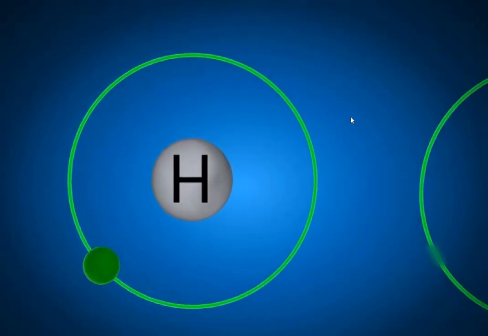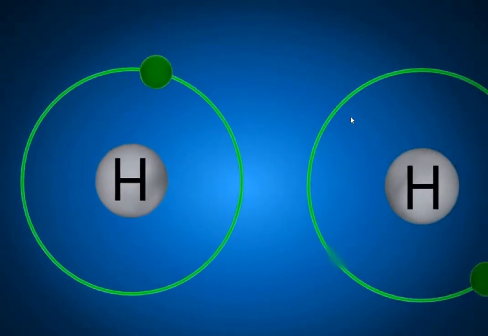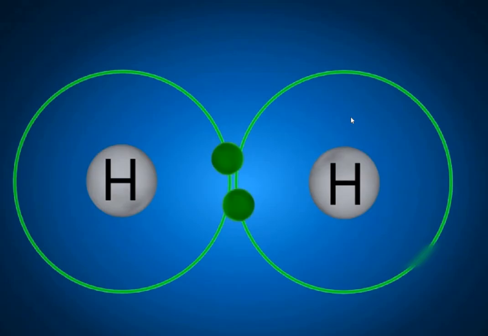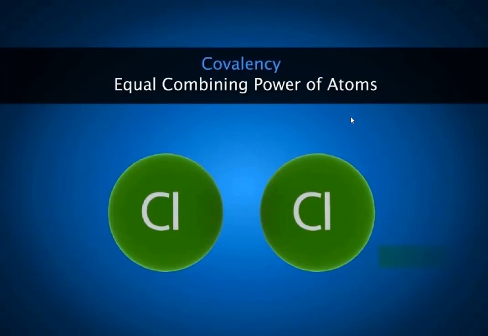To form a chemical bond, a pair of electrons is needed. Let us consider the hydrogen molecule. Each hydrogen atom shares its own electron to form a bond. Valency means the combining capacity of an atom. Covalency means an equal combining power of atoms. A covalent bond is formed by mutual sharing of electrons.